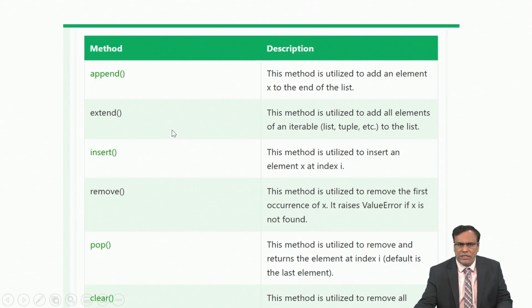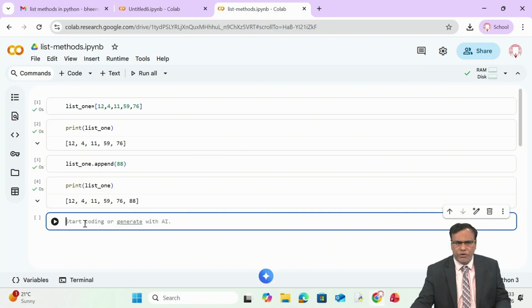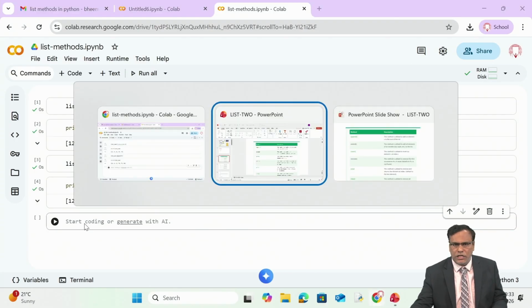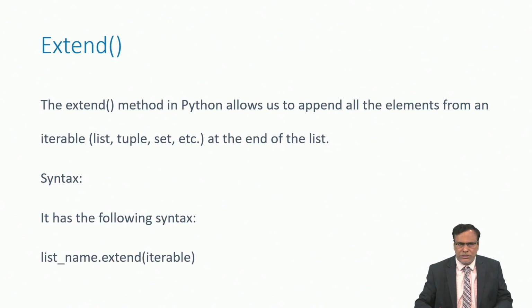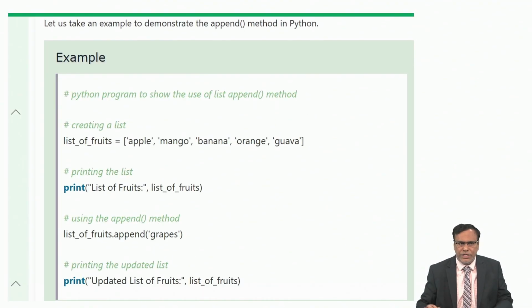And the next function is extend. This method is utilized to add more elements. When you want to add 2 or more items to a list, then you can go for usage of this function. Let us see in a little more detail what this extend method is. Just now we have seen, here you can find one more example.